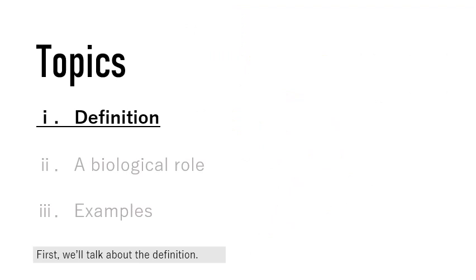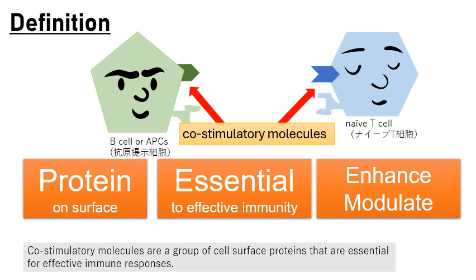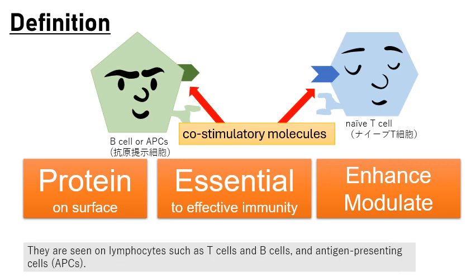First, we'll talk about the definition. Co-stimulatory molecules are a group of cell surface proteins that are essential for effective immune responses. They are seen on lymphocytes, such as T cells and B cells, and antigen-presenting cells.